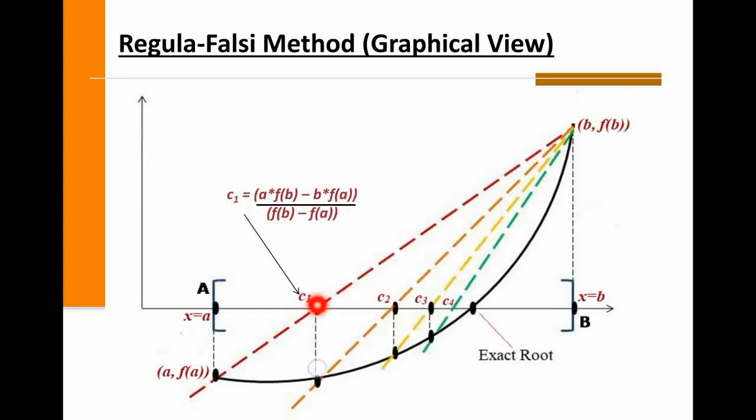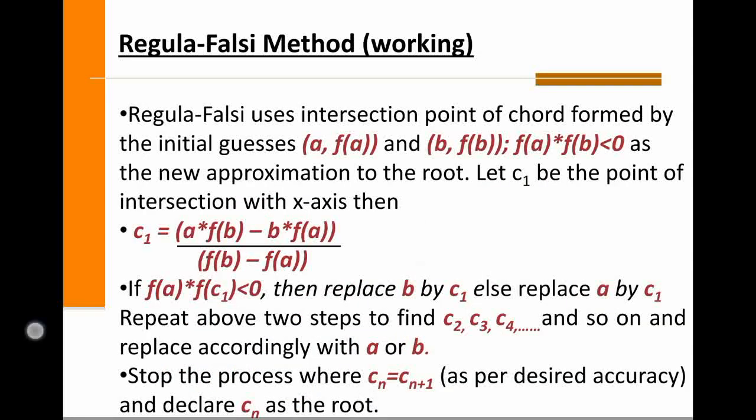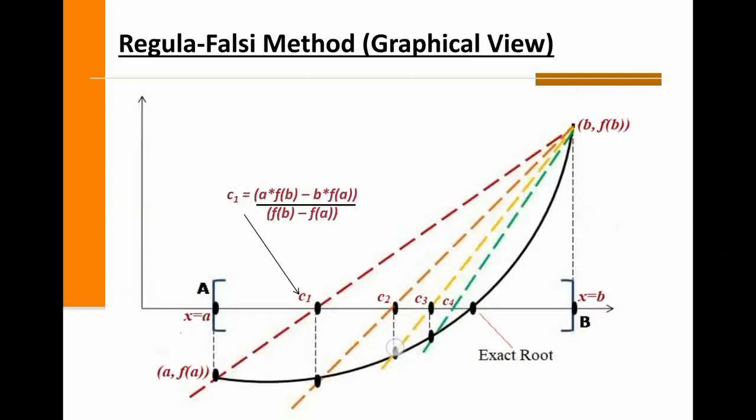Now at c1, you can see clearly the value of the function is negative. So similar to bisection, we will discard the previous negative value. My new bracket will be c1 to b, right? Now again, this point is (c1, f(c1)) and my previous point is (b, f(b)). Between (b, f(b)) and (c1, f(c1)) I will make the new chord. This chord will intersect at c2, right? This c2 will be my new approximation.